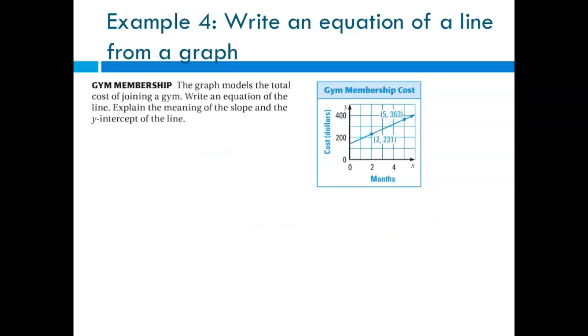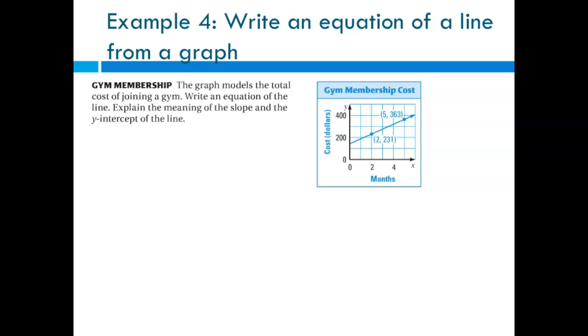All right, example 4. Write an equation of a line from a graph. All right, the graph models the total cost of joining a gym. Write an equation of the line. Explain the meaning of the slope and the y-intercept of the line. Okay, let's start by finding the slope.